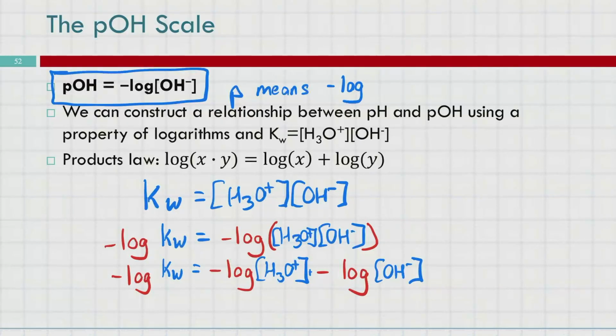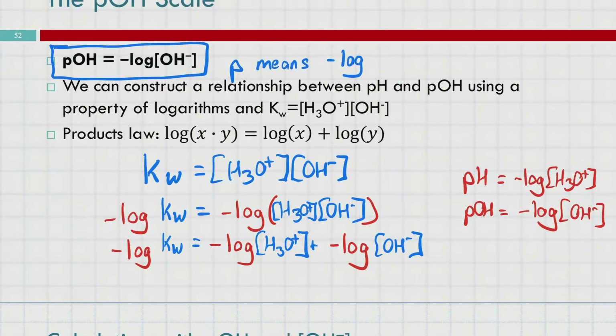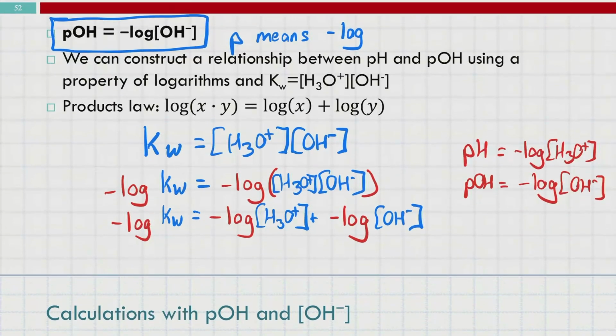I'm going to actually leave a plus in here because it is helpful. We know of some things that are equal to negative log of H3O plus. We know something that's equal to negative log of the hydroxide. Right, they're pH and pOH. Again, you don't need to know how to do this. I'm just showing you so that you know where it came from. If you don't find it helpful, forget about it. We never talked about it. It doesn't exist.